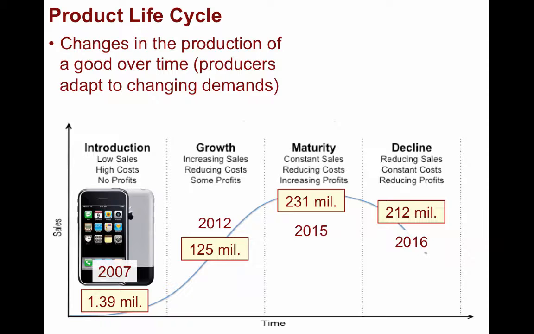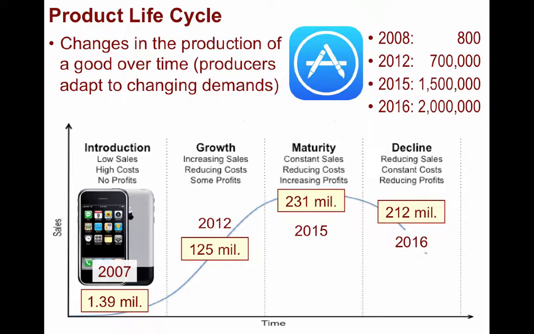Many products spawn other products, and sometimes even entirely new industries. The App Store opened in 2008 and had around 800 apps in that year. By 2012, there were over 700,000 apps. In 2015, that number swelled to 1.5 million, and by 2016, it has continued to grow to over 2 million. Corporations still engage in mass production, but it is handled differently than during the Fordist era.